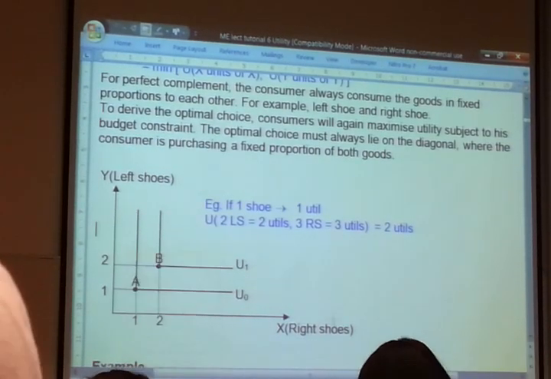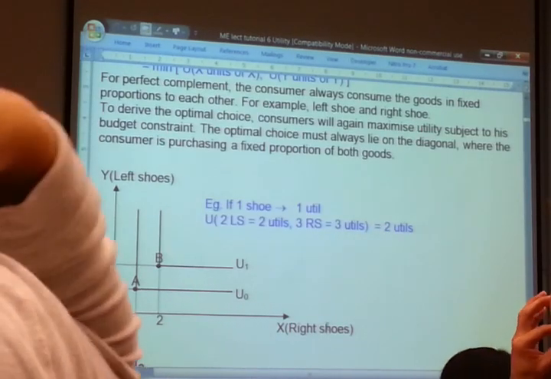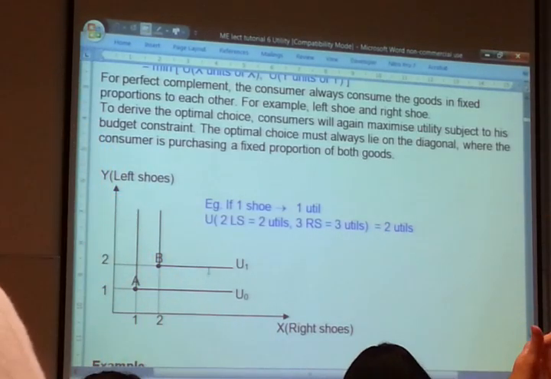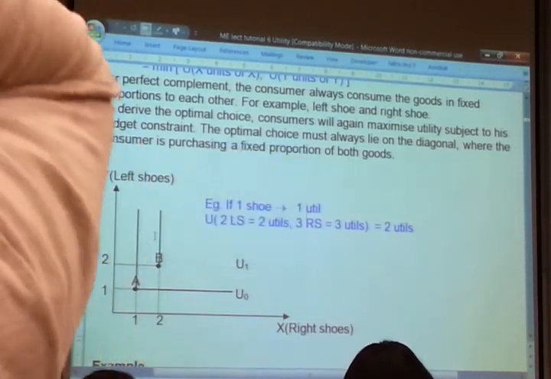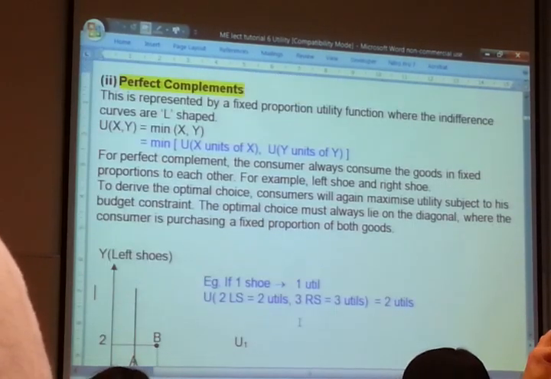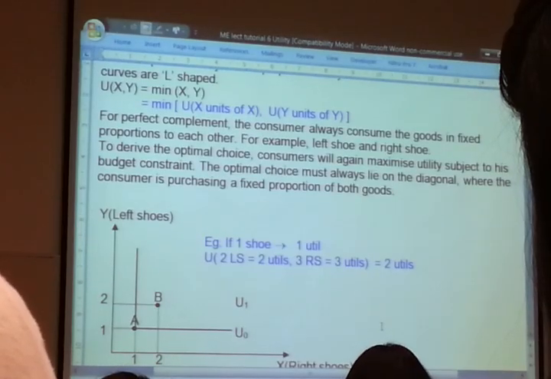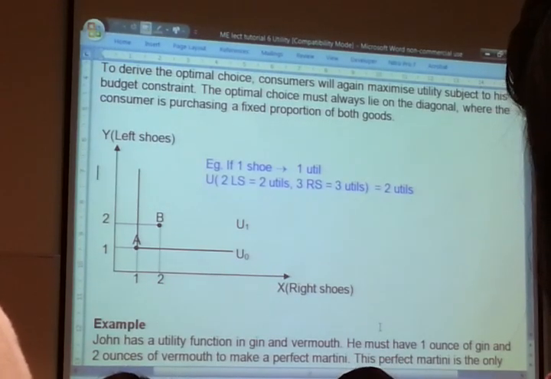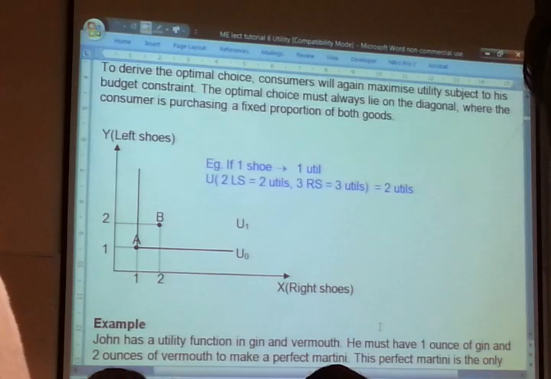It's not a straight line, it's L-shaped. Why? Why, for complements, are the utility functions L-shaped? So let me show you. Now, for example here, the perfect complement that I'm talking about is left shoe and right shoe. Now I'm sure these are perfect complements, isn't it? If you go to the shopping center, you never see someone wear two left shoes.